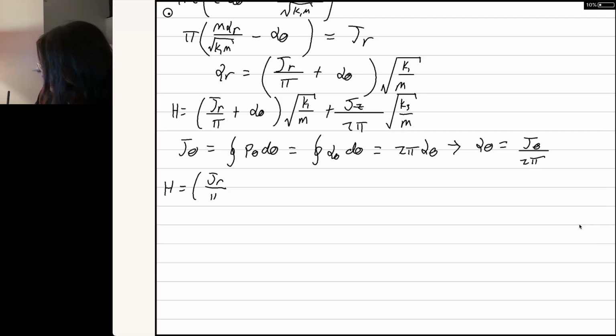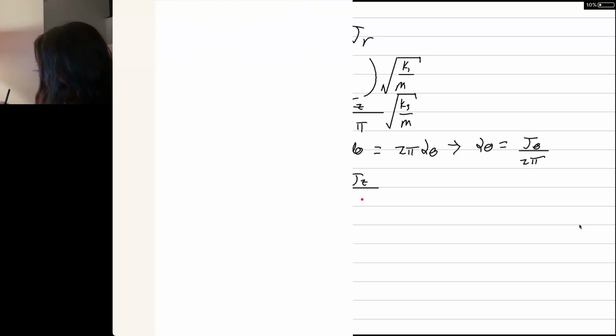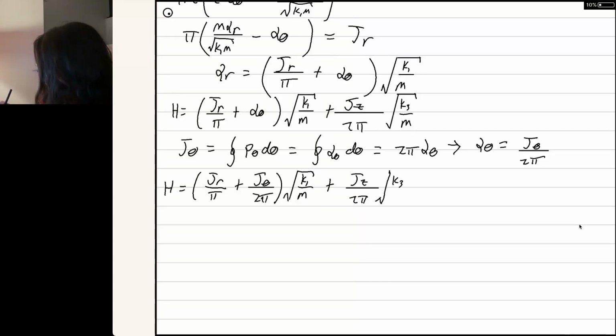So that we can just go ahead and rewrite the Hamiltonian in terms of all the actions now. 2 pi root k1 over m plus jz over 2 pi root k3 over m. Fantastic. We can now get all of the different frequencies for this system.